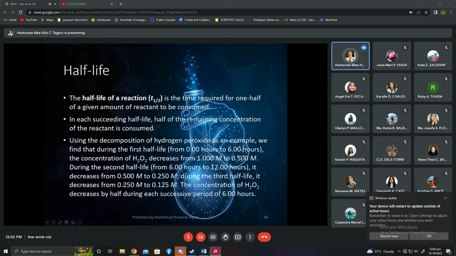it is halved again, from 0.5 molar to 0.25 molar. In the third half-life, it is halved again, from 0.25 to 0.125 molar. So, basically, in every half-life, the concentration of your reactant is halved.